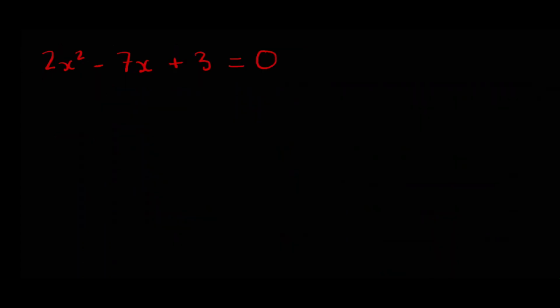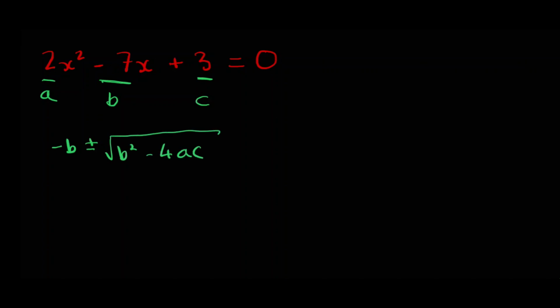Okay, here's another example. 2x squared minus 7x plus 3 equals 0. Remember, the coefficient in front of x squared is a. The coefficient in front of x is b. And the constant at the end is c. So let's just quickly write out the quadratic formula so you can remember it: negative b plus or minus the square root of b squared minus 4ac, over 2a. And one important thing to remember, b isn't 7, it's negative 7, because we have minus 7x.